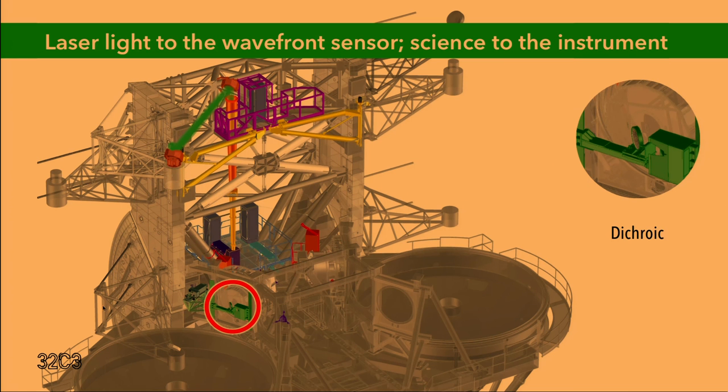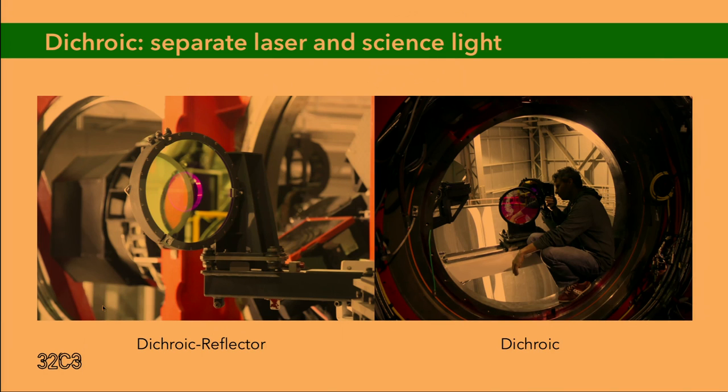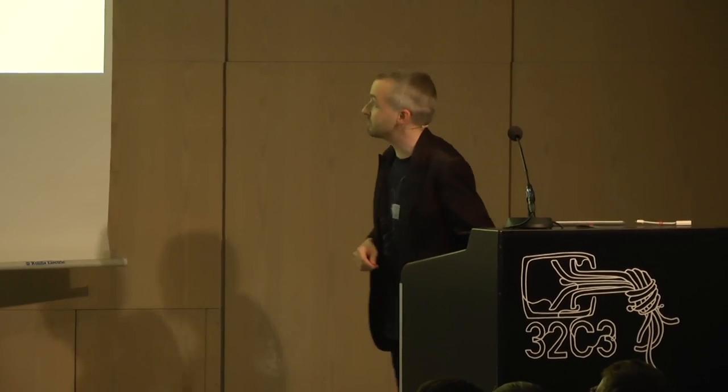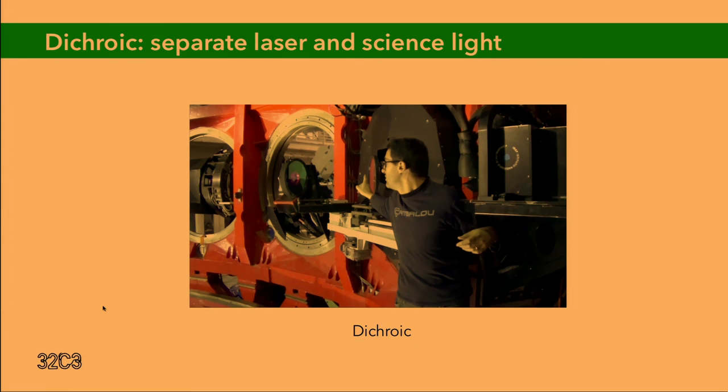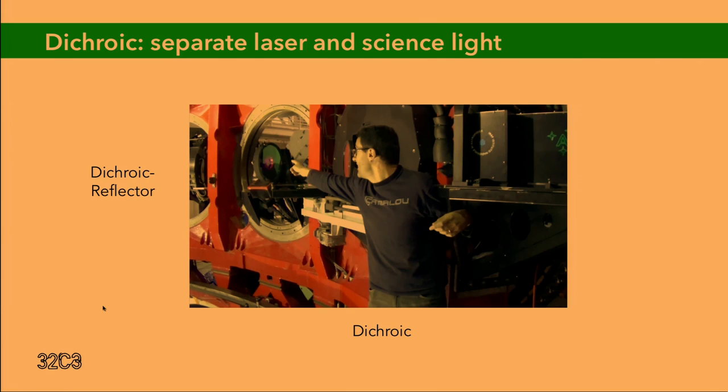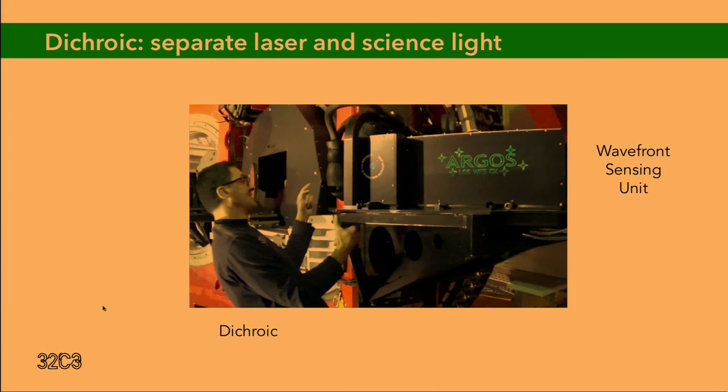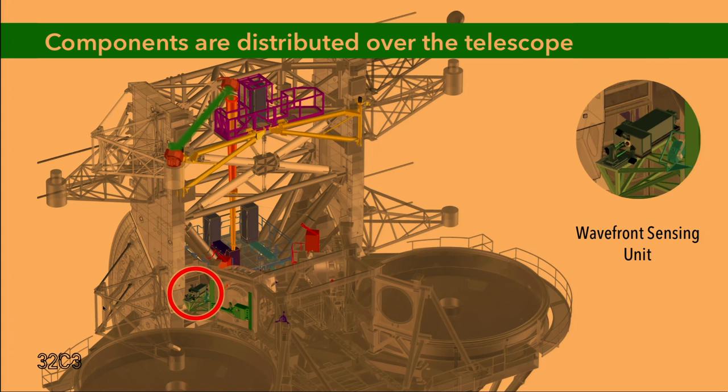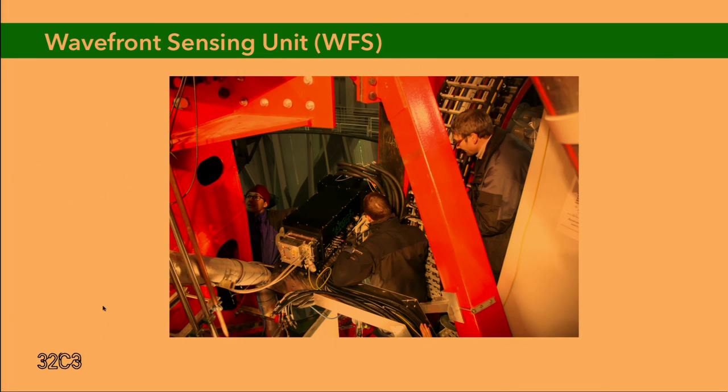We have the dichroic when the light comes back down, which separates the science light in red and the laser light in green. This is how it looks. The dichroic is right in front of Sebastian there. From there, it gets reflected on a reflector and then up into the wavefront sensing unit. So there is the dichroic, there is the reflector, and then it goes into this unit, which is the wavefront sensing unit, which sits there at the sign. That's how it looks when it gets installed.